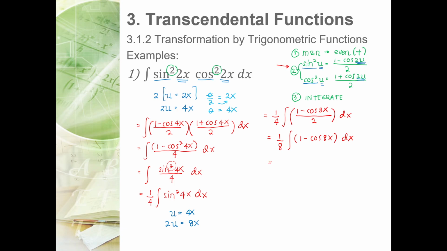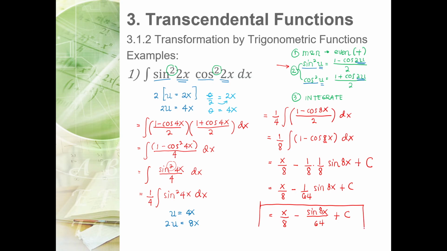So integrating the first term, this will be x all over 8, then minus 1/8. The integral of cosine is positive sine, but since we take note that we have a coefficient of the angle, that's times 1/8 sine 8x plus c. So the final answer is x all over 8 minus 1 all over 64 sine 8x plus c. Or you can write it all in the numerator: sine 8x all over 64 plus c. So this one is your final answer.